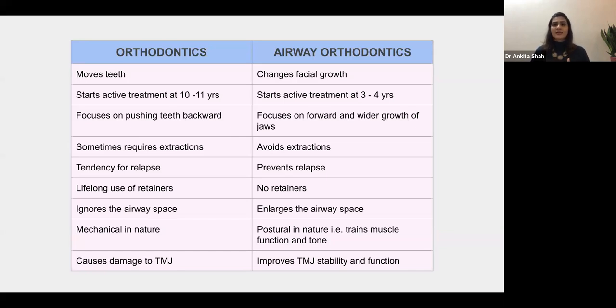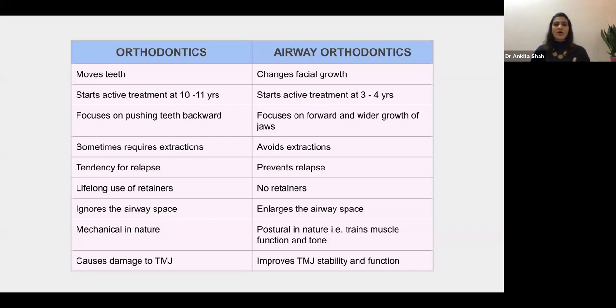Orthodontics most commonly addresses crowding with extractions. Airway orthodontics will avoid extractions. They will want to make space for the teeth. There's a high tendency for relapse in orthodontics, and that's the reason for lifelong retainers over there. Whereas with airway orthodontics, there is no use of retainers.